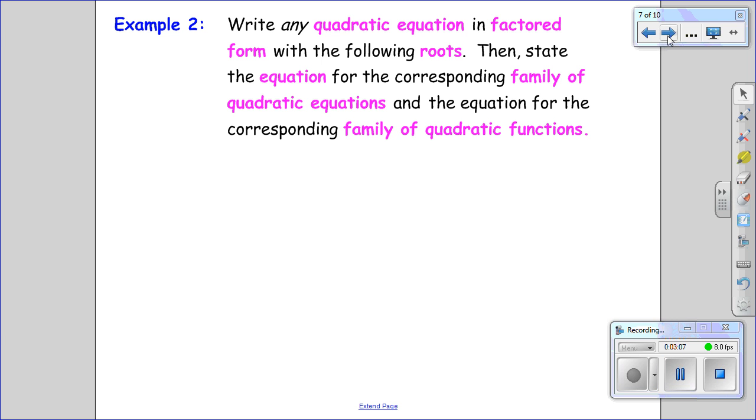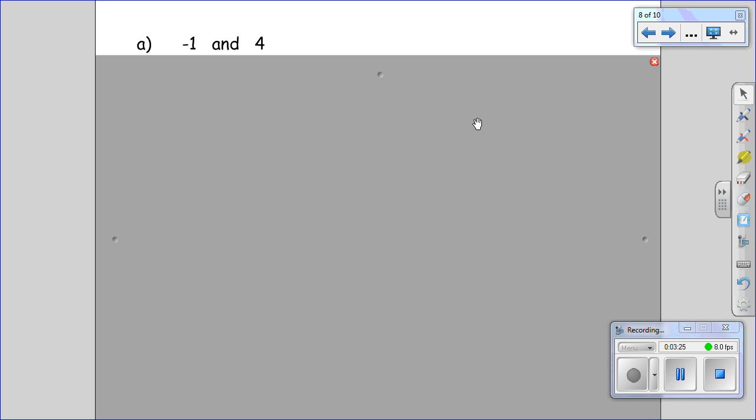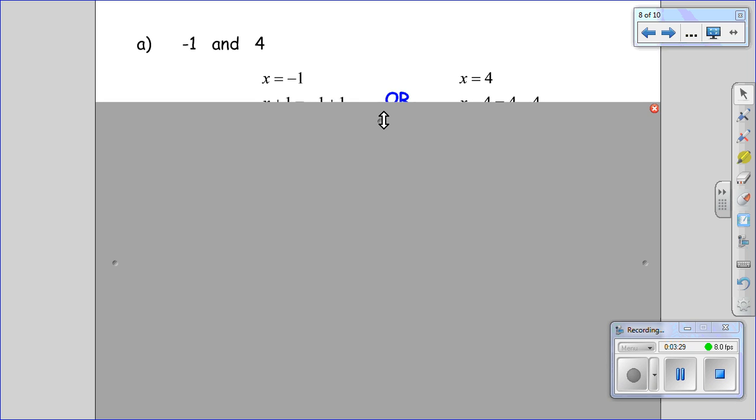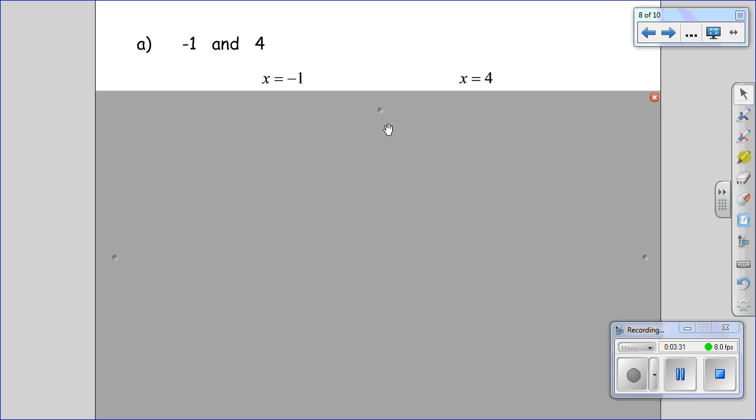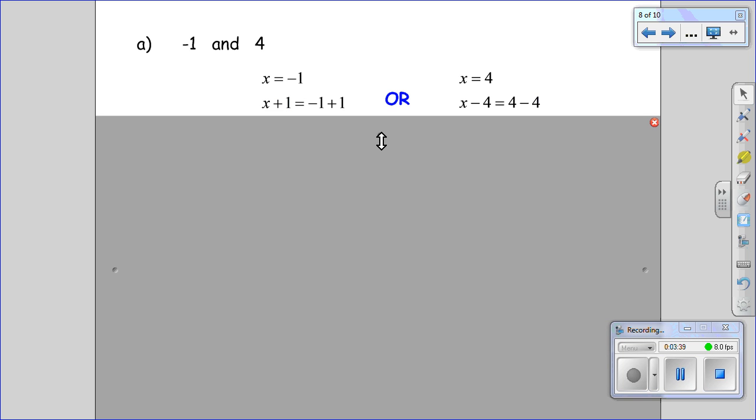We're going to look at some questions where there aren't unique answers, and we're going to look at a quadratic equation in factored form with some roots that you're going to see on the next screen. And I want you to write a family of quadratic equations and the family of quadratic functions. So we're going to differentiate again between a function and an equation. If I have two roots that are negative 1 and 4, that tells me x is negative 1 and x is 4. And I can move the constants to the other side, so I'll get x plus 1 is 0 and x minus 4 is 0.